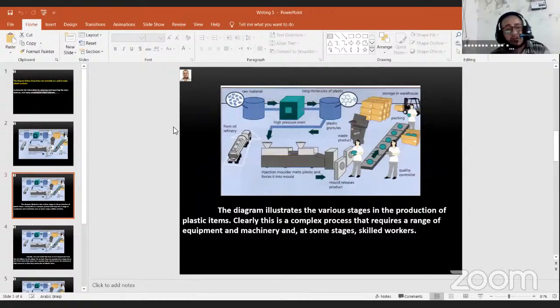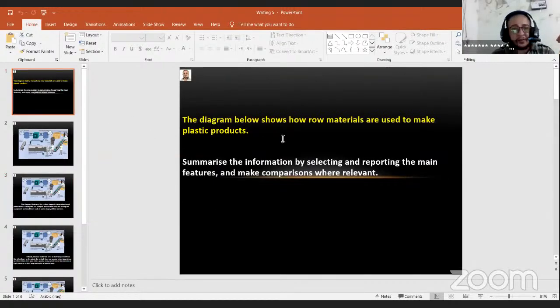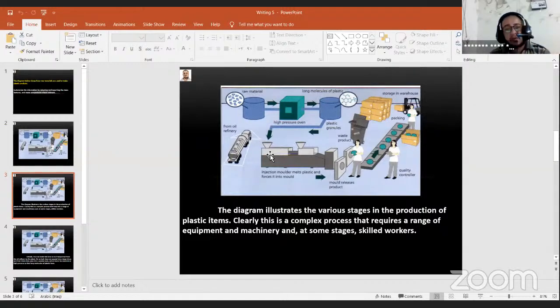Now, let's come to how to start writing it. The first thing you will do, the diagram illustrates, you may say shows, okay, the various stages. The various means different stages, steps you may also say, but stages is a high band word here, in the production of plastic items. It shows the various stages in the production of plastic items. We took it from here, and the drawing. Clearly, this is a complex process that requires a range of equipment and machinery and at some stages skilled workers.